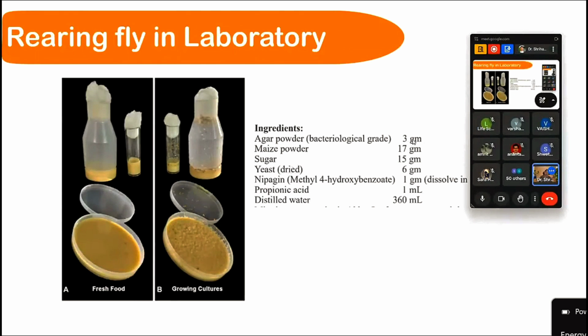You need agar. Bacteriological agar is fine with this.